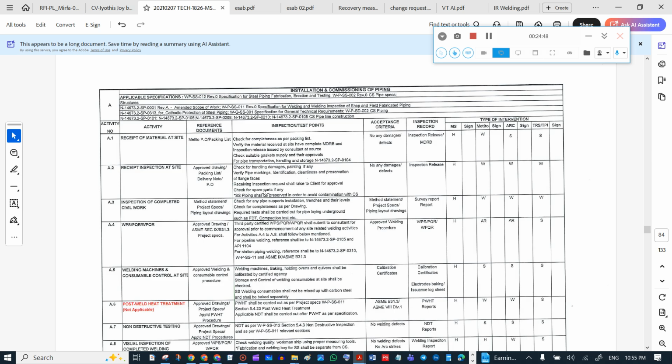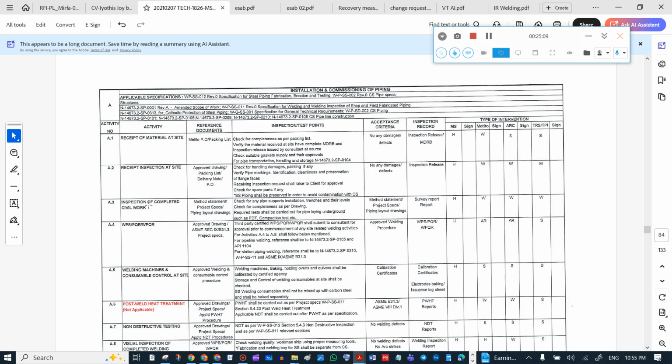Now check for damages, painting, verify pipe marking, identification, cleanliness, preservation of flange faces, receiving inspection request, check for spare parts if any. SS piping shall be preserved in order to avoid contamination with the CS pipes.